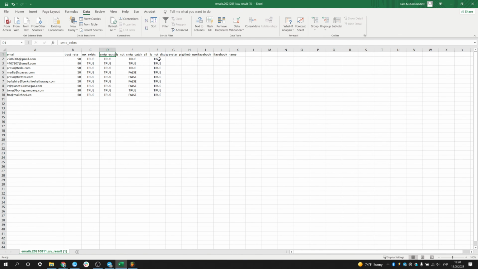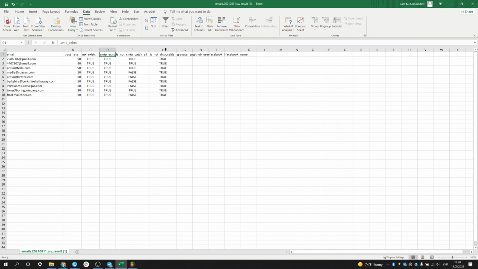So the next one is disposable. So what is disposable? Mainly the emails that are considered disposable are temporary emails, for example, one-time emails or emails for one day. And this is basically the very important parameters which we have indicated.